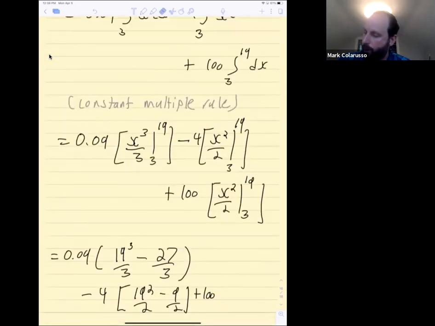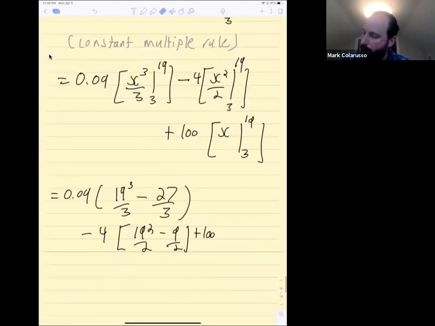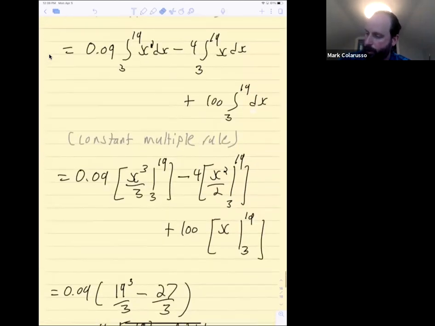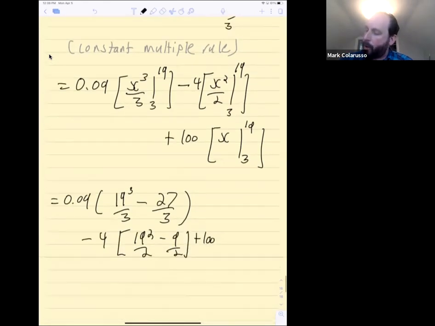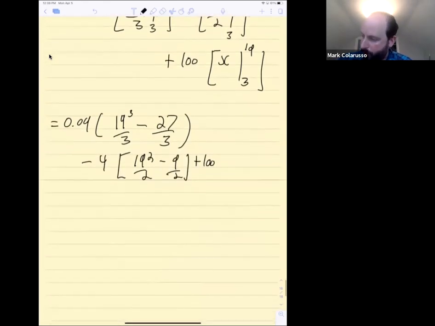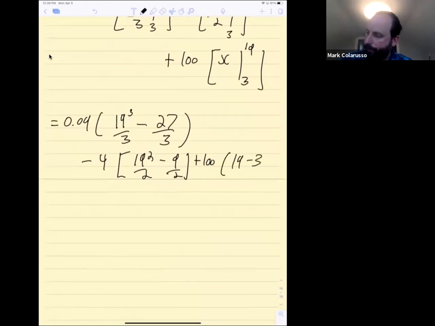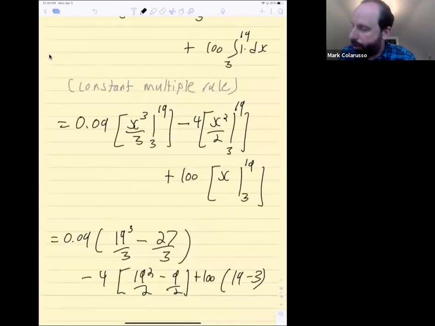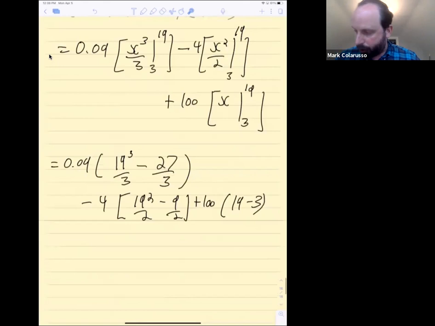Oh, sorry, this is messed up. This is just an x. There's just 1 dx. 19 minus 3, that one's the easy one. All right, so when I look back up here, I think I mistook the dx here for an x. So it's just 1, and the antiderivative of 1 is just x. Okay, so this is the whole thing.